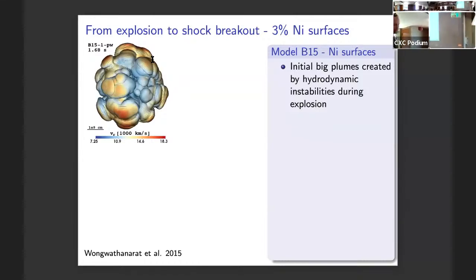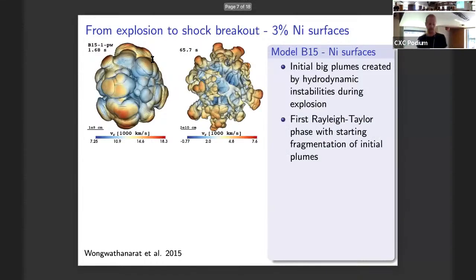Now they expand into the progenitor of the star, and there they will interact, and they will be subject to the Rayleigh-Taylor instabilities. These instabilities make these big initial plumes fragment into smaller-scale structures, and they start to form Rayleigh-Taylor-like fingers, which are very typical for this kind of instability.